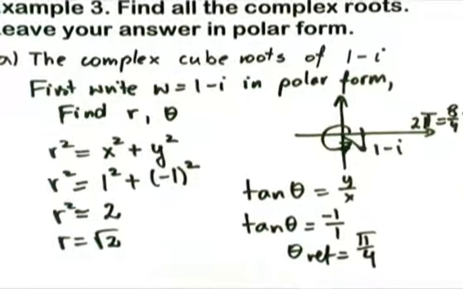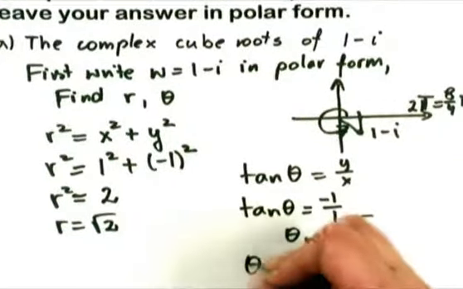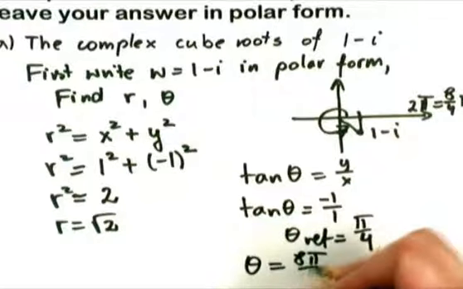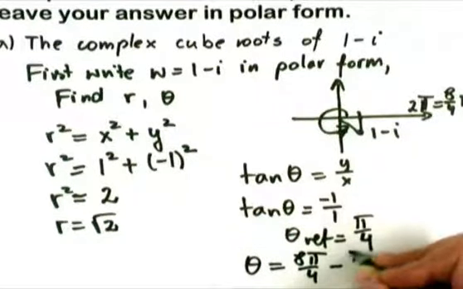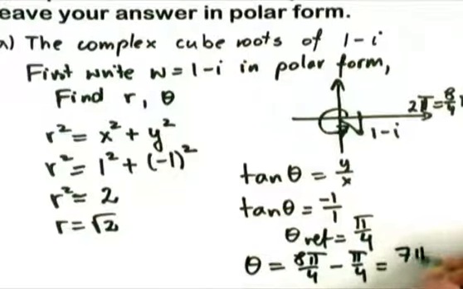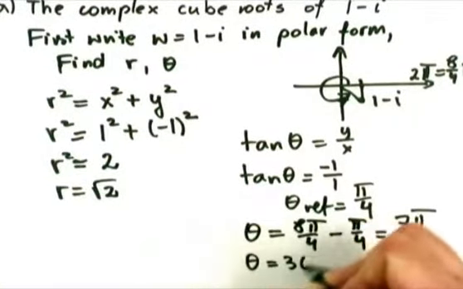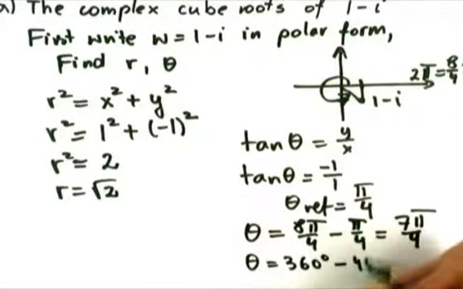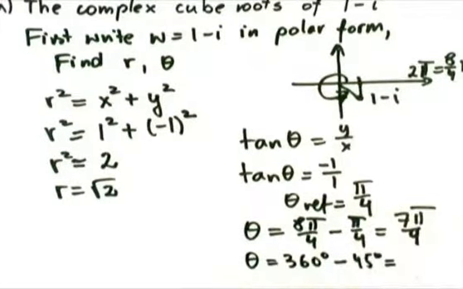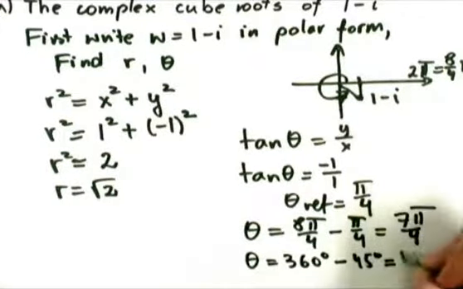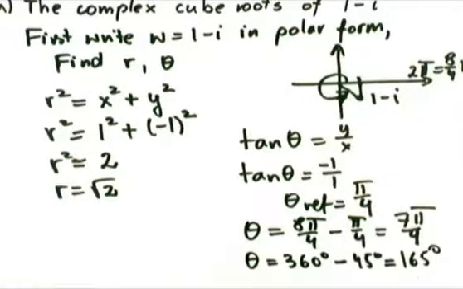So that theta is equal to 8 pi over 4 minus 1 pi over 4, so it's 7 pi over 4. Or we can go in degrees. Maybe it would be easier for us to go in degrees. So theta is 360 degrees minus 45 degrees. So this is equal to 165 degrees. And now we can write the polar form.